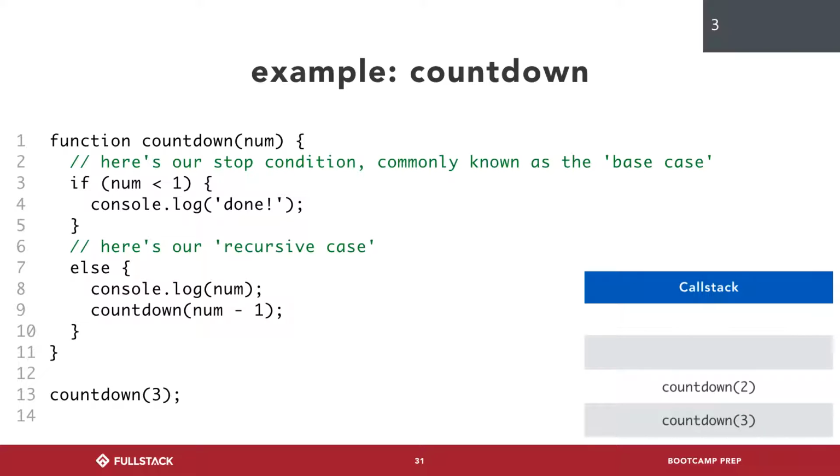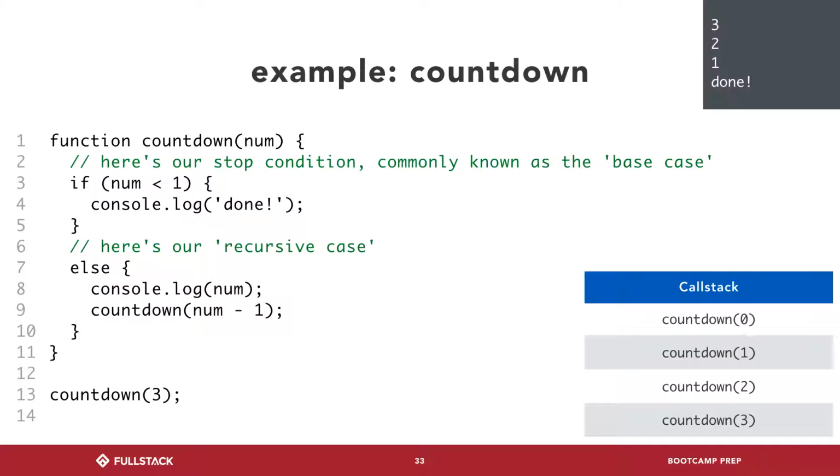And once again, countdown 2 has to finish before countdown 3 can finish, because countdown 2 is part of countdown 3. Countdown 2, is 2 less than or equal to 1? No, we log out 2. And now we're calling countdown 1. Okay? Countdown 1, is 1 less than 1? No, it's not. Let's keep going to our else statement. Let's console log out 1. And now on line 9, we're finally calling countdown with 0, right? And at this point, we go through this function one more time. And we say, is 0 less than 1? Yes, it is. Great. We print out done.